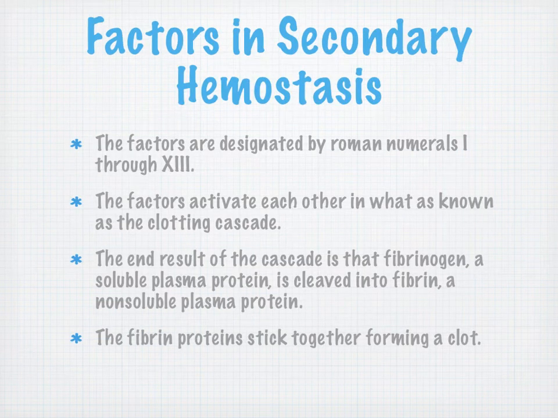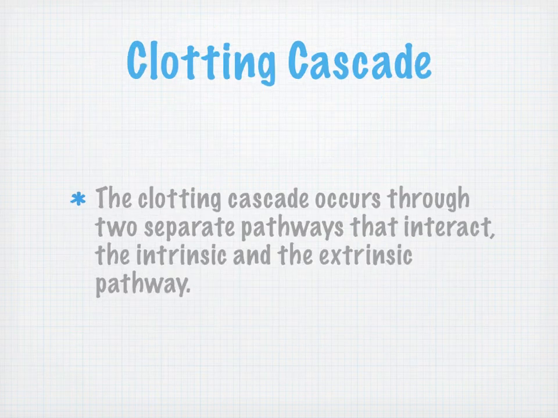So what are the factors in secondary hemostasis? Their clotting factors are designated by Roman numerals 1 through 13. And the factors activate each other in what's known as the clotting cascade. And the end result is that fibrinogen, a soluble plasma protein, gets cleaved into fibrin, which is a non-soluble plasma protein. So these fibrins stick together and they form the clot.